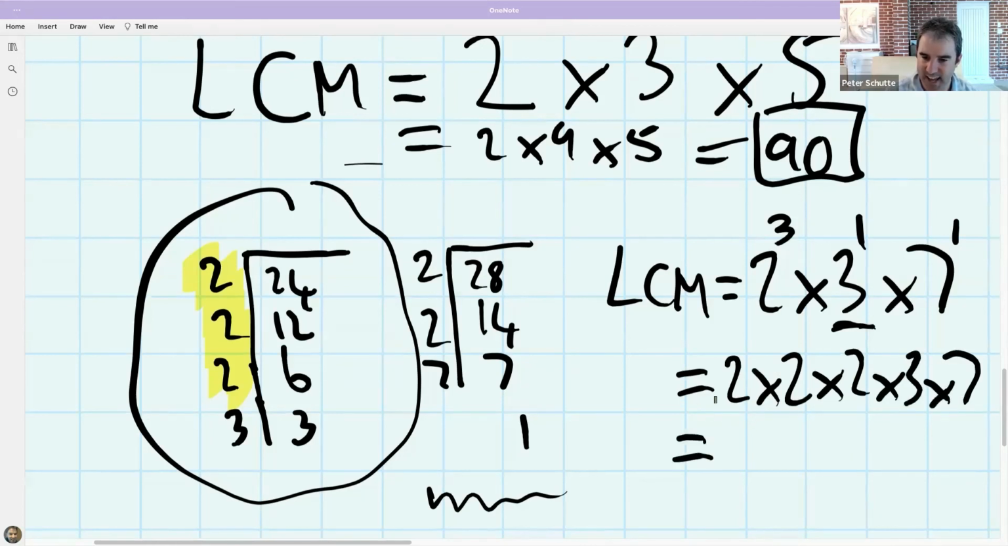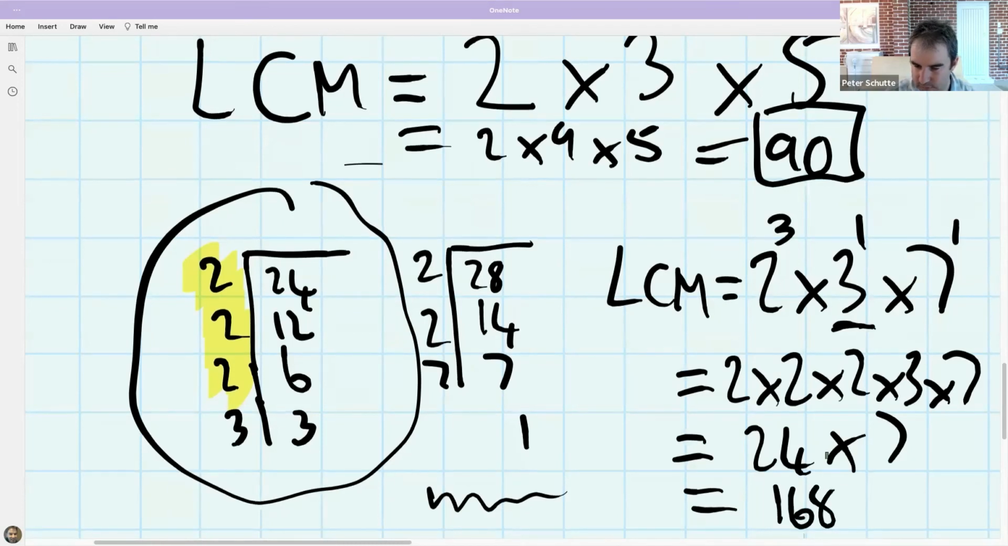And so what do I get? I get 8 times, I might need my calculator for this, but essentially this is the same as 8 times 3, which is 24, times 7. And then it's 140, I think it's 168, but I'll need to check that. And so you can practice more of these by watching the video again, but it's such a quick and clever way for finding the lowest common multiple.